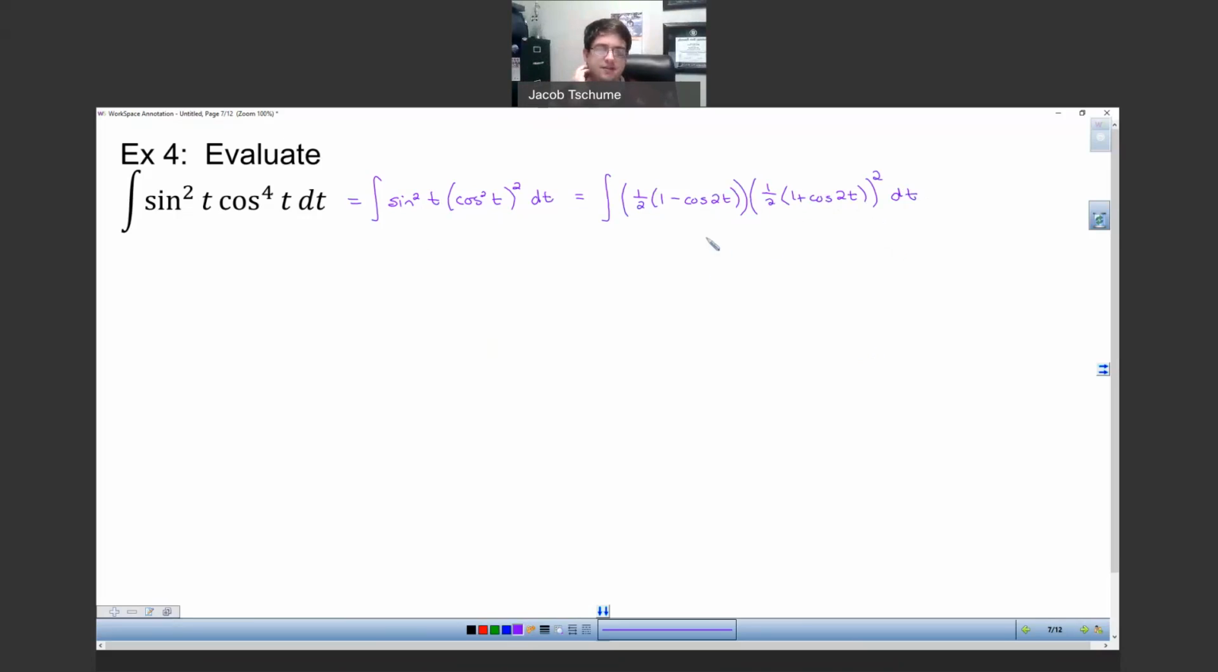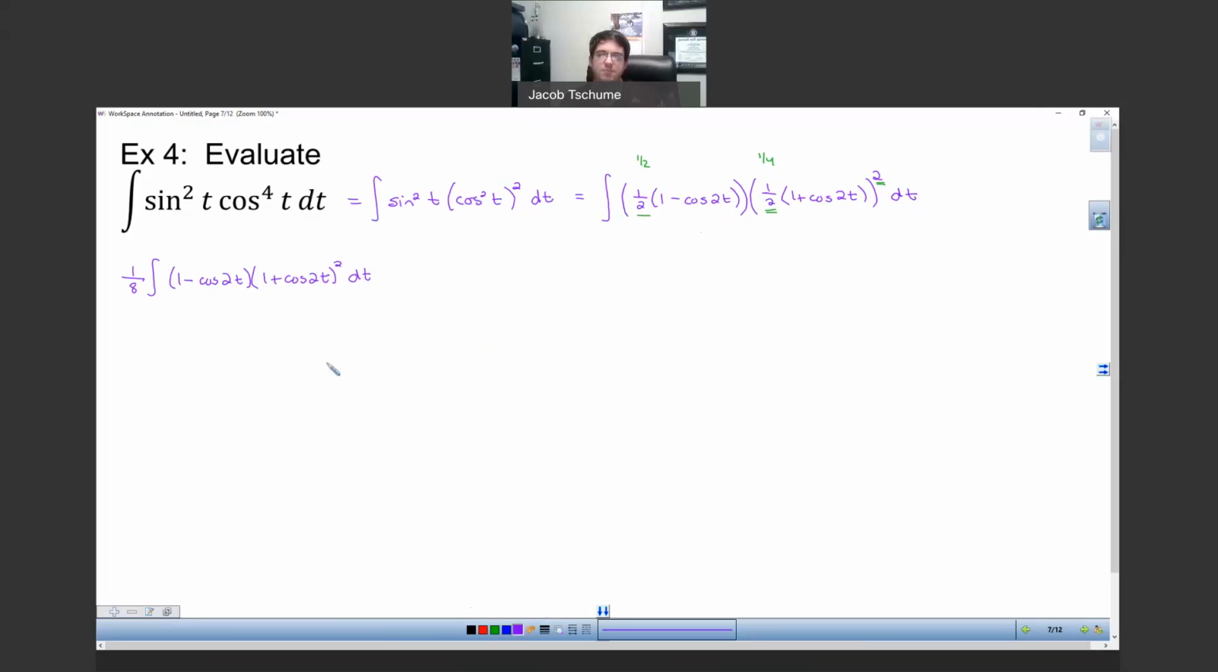Now there are some constants that you pick up here, so let's isolate those first. You have this 1/2 that you could factor out in front of the integral, and then this 1/2 here is being squared. So 1/2 squared would be 1/4. And if this is a 1/4 and this is a 1/2, you can multiply those together and bring that constant out front. So I can actually write this as 1/8 times the integral of 1 minus cosine of 2t times 1 plus cosine of 2t all squared dt.